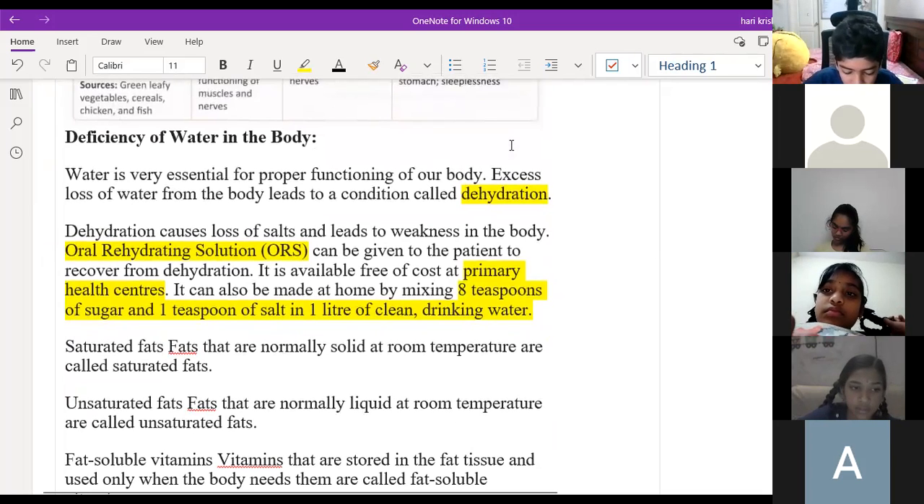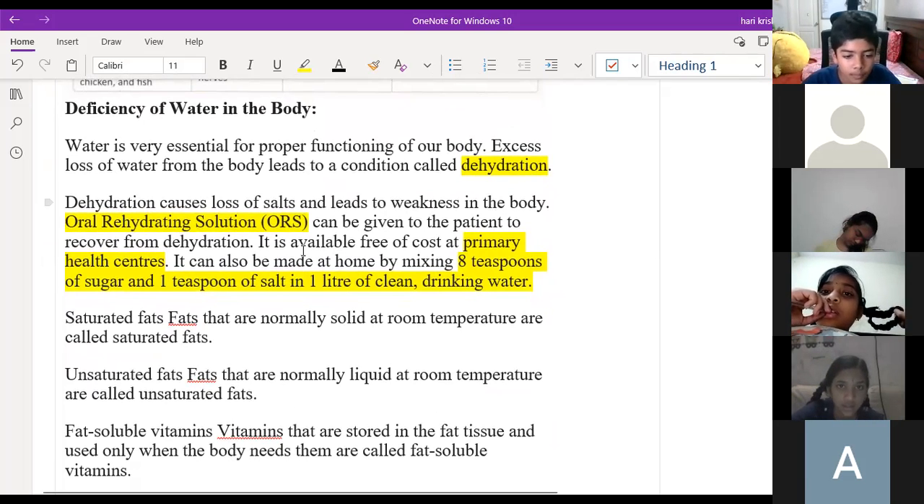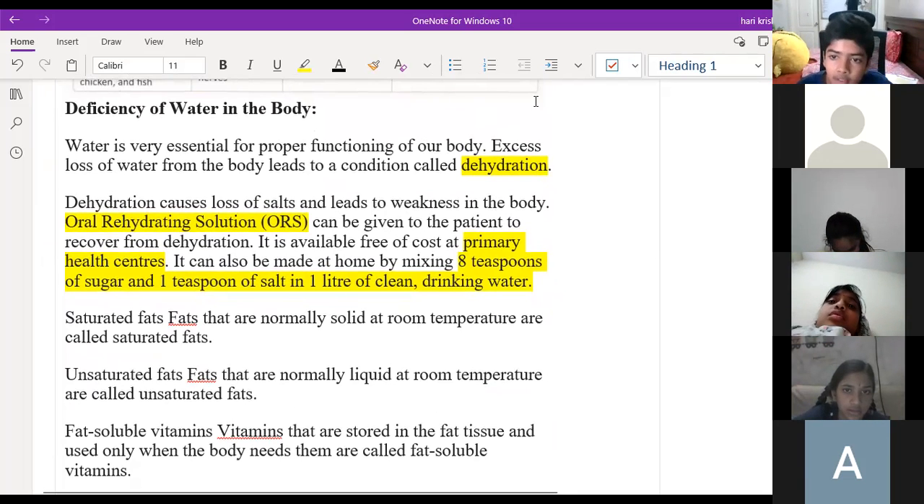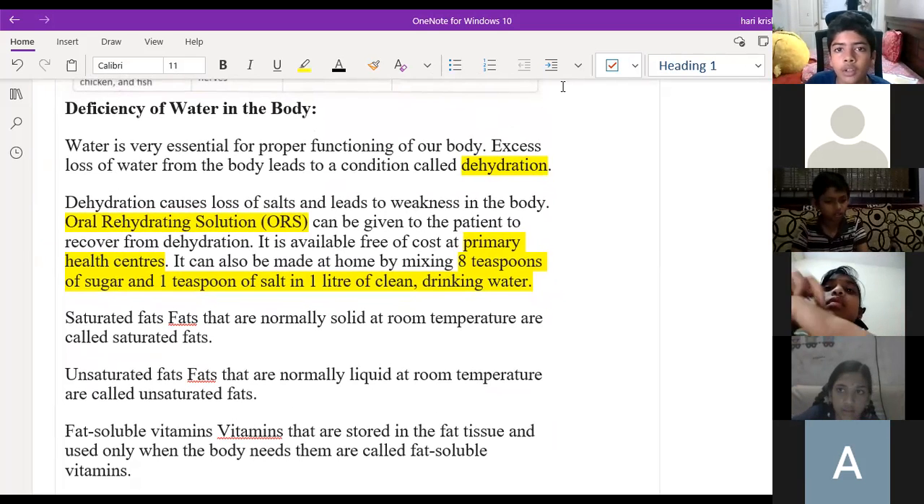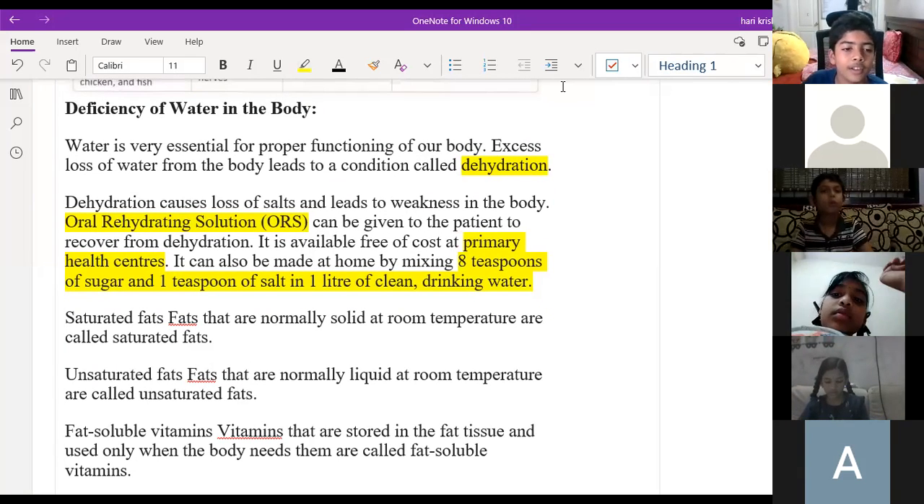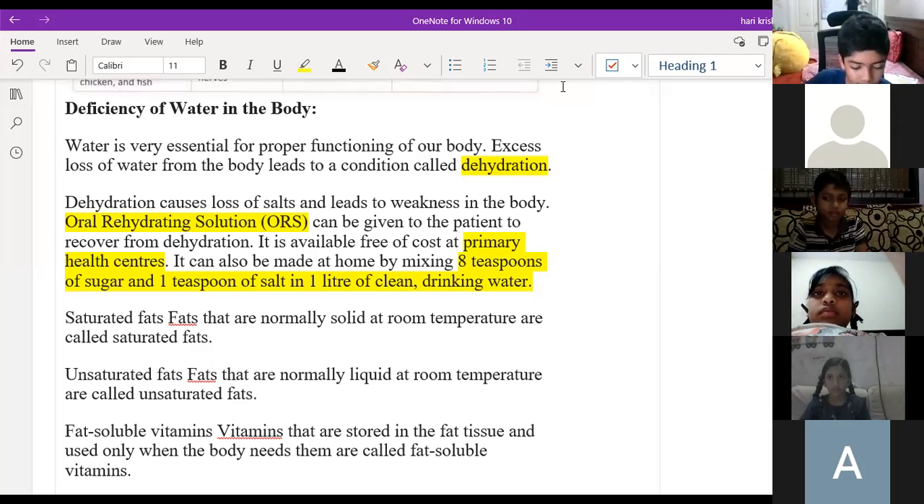Just now we discussed ORS, oral rehydration solution, which we take during diarrhea or dysentery. So ORS we have to take during diarrhea time. Sir, you can drink it normally also. Yeah, if you drink it at normal times also, it will be good. It is just rehydrating your body, that's all.